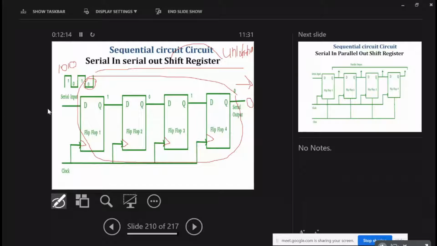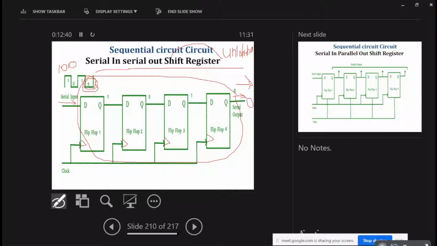So only one terminal is used for the information to get inside the register, and only one terminal we are using to get the information from the register. Okay, so how much time will it take for this information to be present at the output terminal?